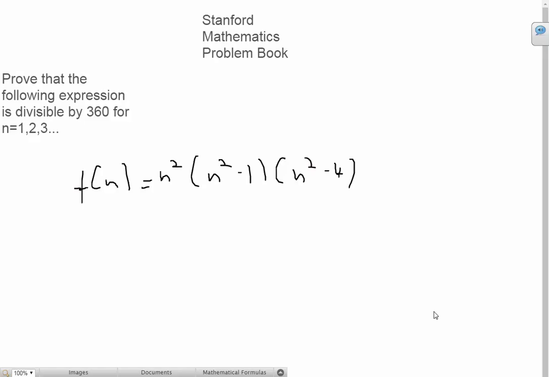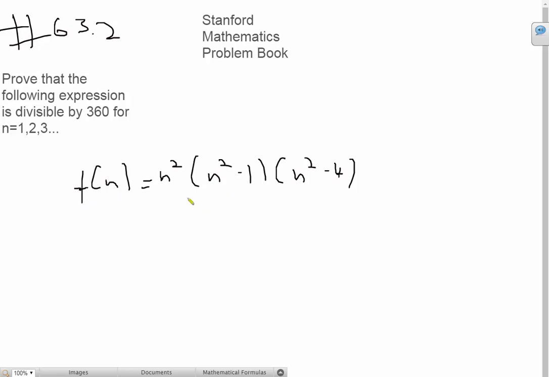In this video, I'm going to be doing problem number 63.2. Let me write that down. 63.2 from the Stanford Mathematics problem book. The question states, prove that the following expression is divisible by 360 for n equals 1, 2, 3, and so forth. And the expression we've got here is f of n is equal to n squared times n squared minus 1 times n squared minus 4.